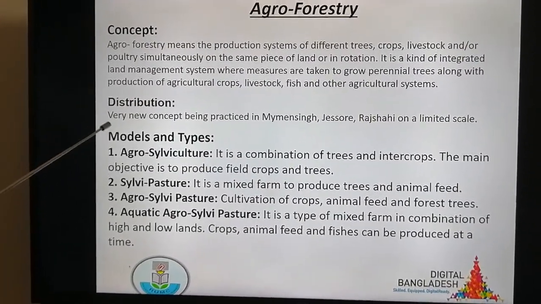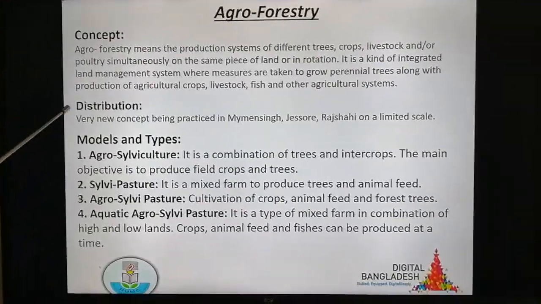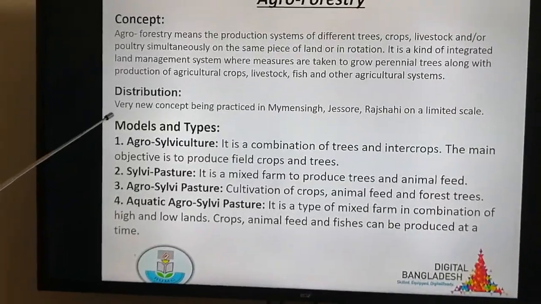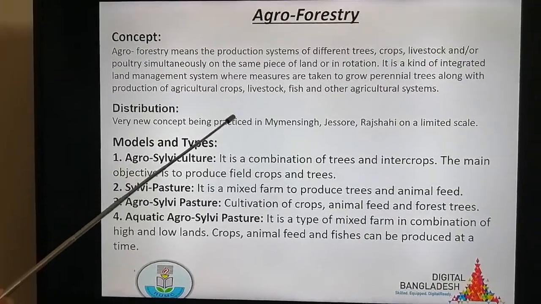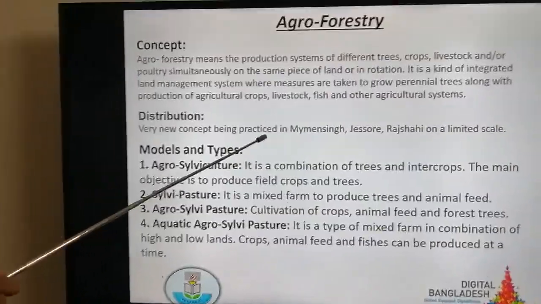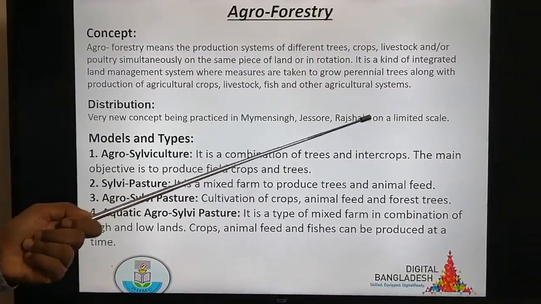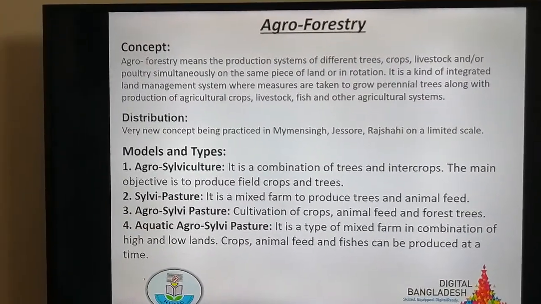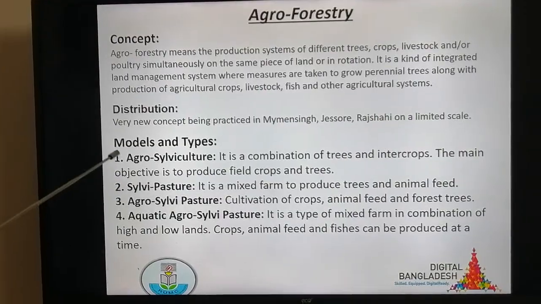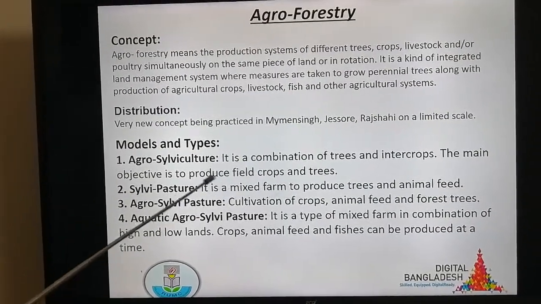Where can we find agroforestry in Bangladesh? It is a very new concept, and it is being practiced in Mymensingh, Jeshore, Rajshahi on a limited scale. How many models and types are there regarding agroforestry?